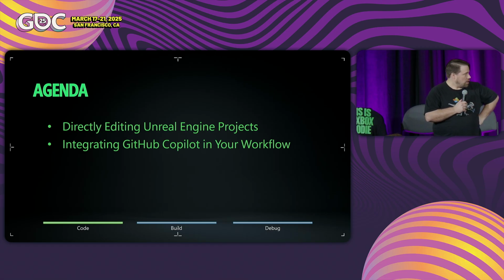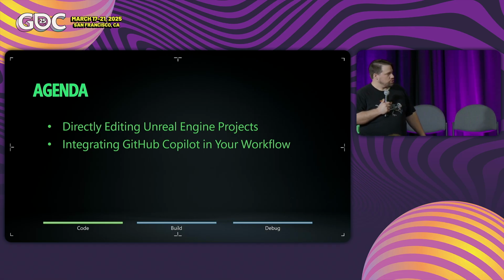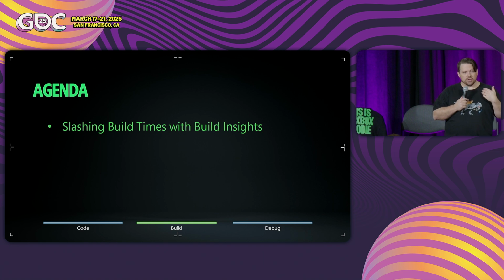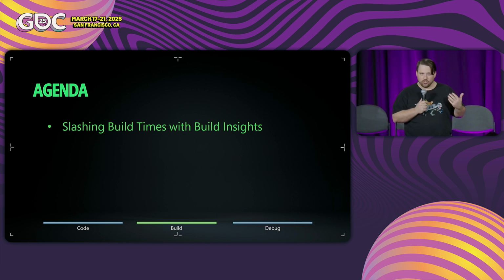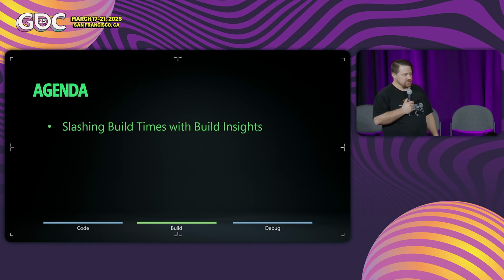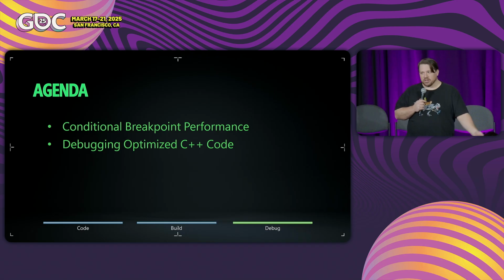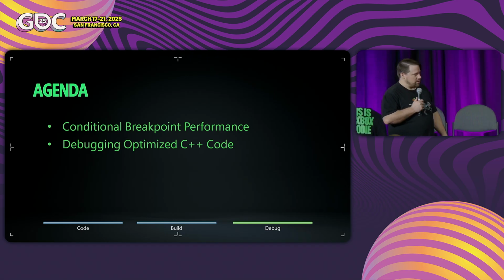For coding, we're going to talk about how you can directly edit Unreal projects directly in Visual Studio. And we're going to show you how you can integrate GitHub Copilot in your workflow to really accelerate your coding process. Then we're going to talk about how you can slash your build times, in some cases very dramatically, using a tool that we have in Visual Studio called Build Insights. And then we're going to show you some debugging features, some things to make debugging faster, and then a really brand new feature we're going to talk about later.